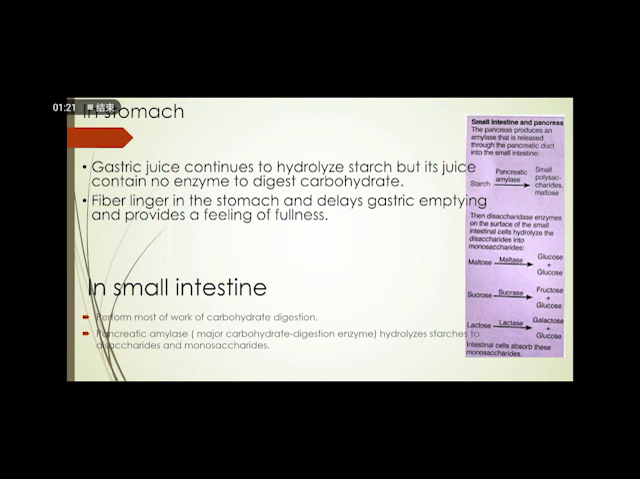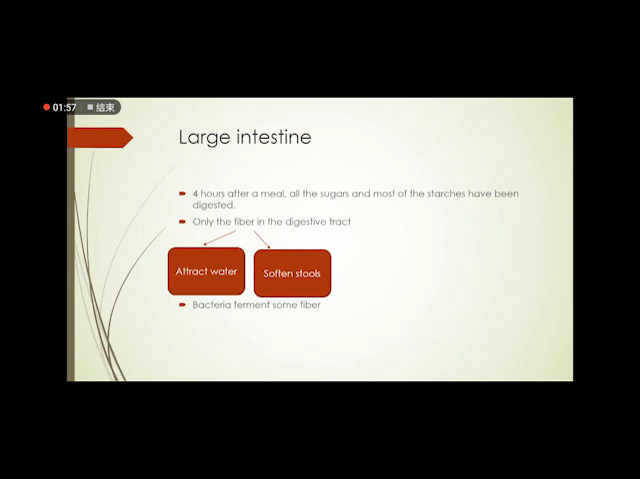Then, disaccharide enzymes on the surface of the small intestine cell hydrolyze the disaccharide into monosaccharide. Maltase will hydrolyze the maltose to two glucose. Sucrase will hydrolyze the sucrose to fructose and glucose, and lactase will hydrolyze the lactose to galactose and glucose. Intestinal cells absorb these monosaccharides.